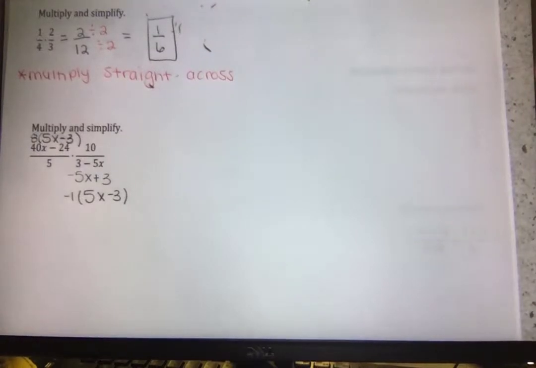So do you see how, while it was in 4 separate parts, I went ahead and just simplified and factored those 4 little parts? So now that they're factored, let's multiply across.